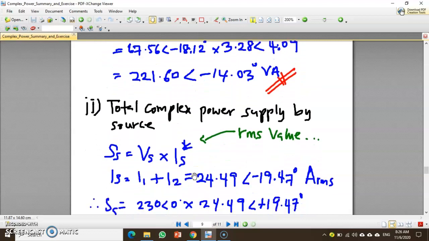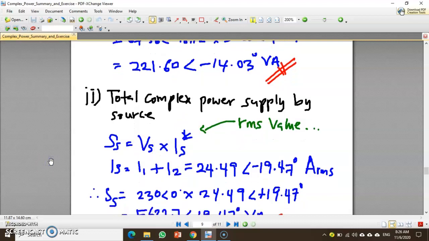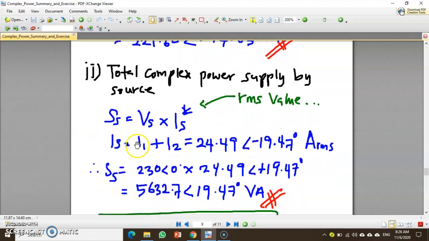Okay, in this case we use approach number one. The complex power supplied by the source equals Vs RMS times Is RMS conjugate. Okay, conjugate, this is RMS value. Then you can determine Is from the circuit. We know that Is equals I1 plus I2, according to Kirchhoff's current law. This is an RMS value.